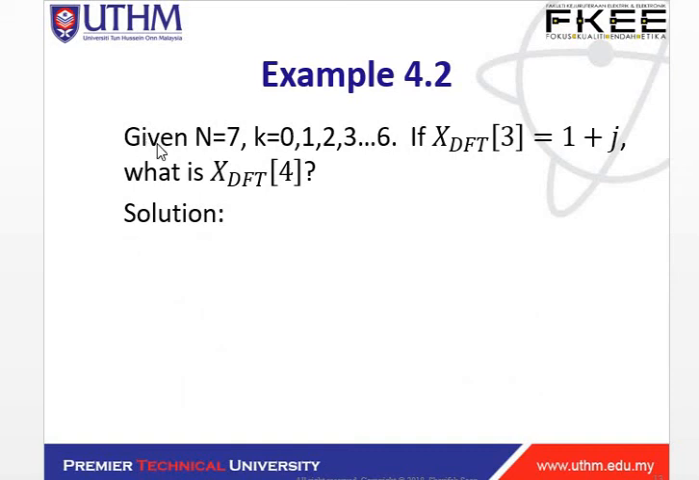For example, given N equal to 7, k is from 0 to 6. If X DFT 3 equal to 1 plus j, what is the X DFT at 4?